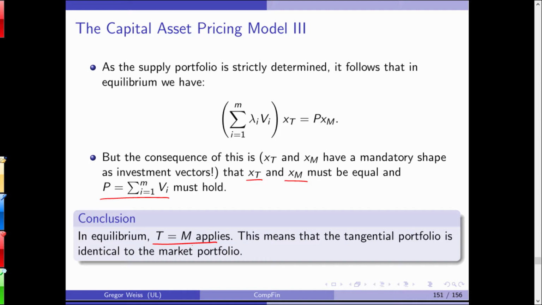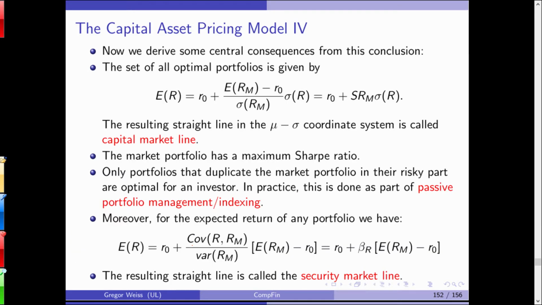This is the basis for passive portfolio management. Now we derive some central consequences from this. The set of all optimal portfolios is given by expected return equals risk-free asset return plus Sharpe ratio times sigma. So you can calculate and estimate the expected returns on the securities, and the resulting straight line. You can see that this is actually a line in the sigma-mu graph. This is called the capital market line. The market portfolio again has the maximal Sharpe ratio. Only portfolios that duplicate the market portfolio in their risky part are optimal, and this is passive portfolio management, or also what we call indexing.